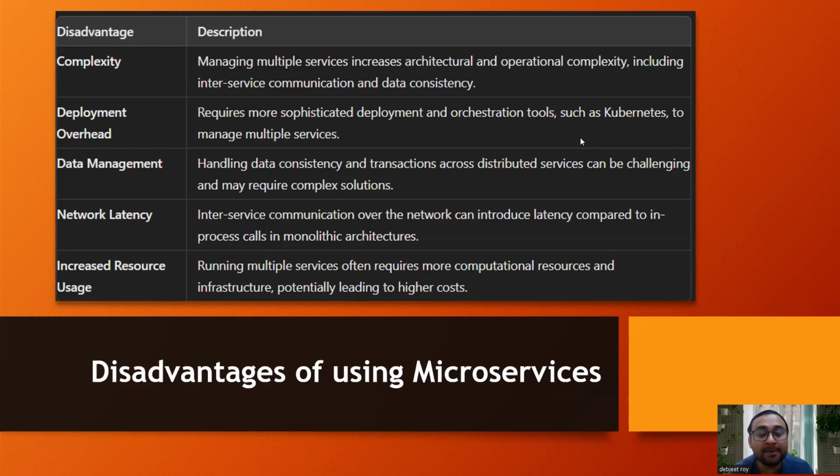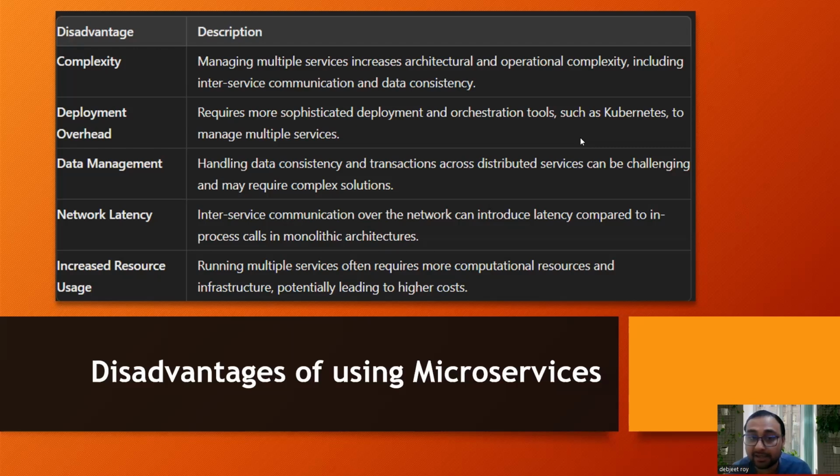Deployment overhead is a very challenging thing. It requires more sophisticated tooling such as Kubernetes to manage multiple services across multiple pods. And data management is there: handling data consistency and transactions across distributed services can become very challenging, and it requires solutions that can be complex as well. So we have to be mentally prepared before actually going for microservice based development.